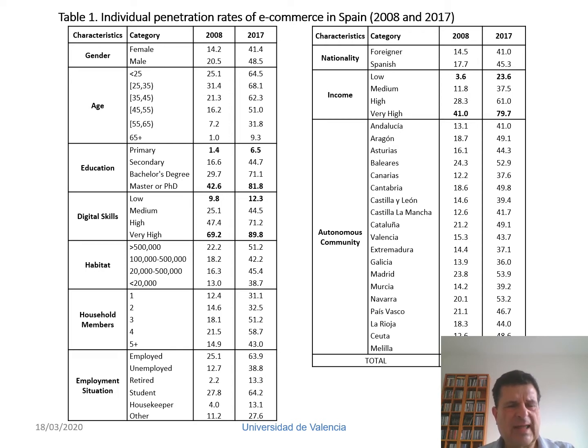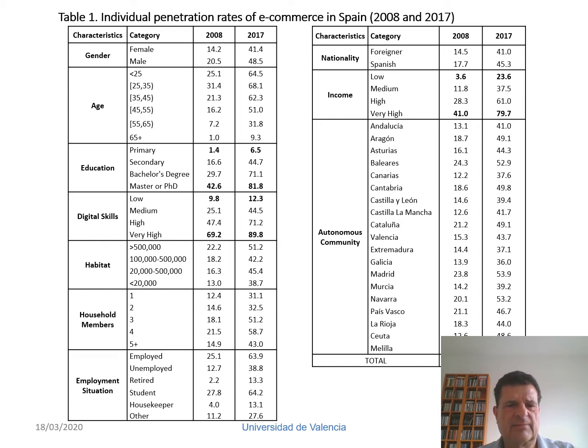If you only look at age instead of looking at different genders, you would see the penetrations that are changing along the age of the people in the sample. You see that in 2008 it started at 25, and then it went down to 1% with people that were 65 or older. Nowadays, more precisely in 2017, the penetrations go from 64% to 9.3%. So they keep decreasing with age, but now the figures are higher.